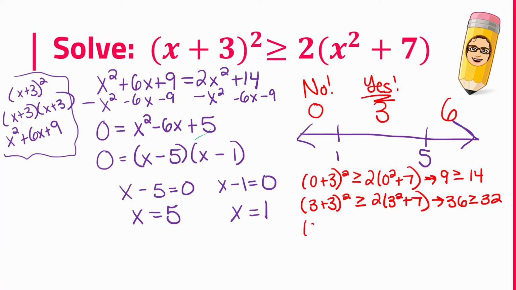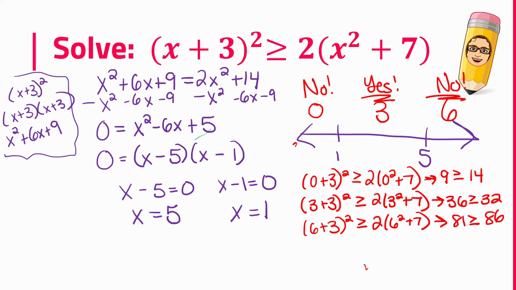Now we're going to plug in 6, the big number. All right. 6 plus 3 is 9. Squared is 81. 6 squared is 36. Plus 7 is 43. Times 2 is 86. Lost where I am. There we go. 81 is greater than or equal to 86. No, right? That is definitely a no-go. So I'm going to write no here.